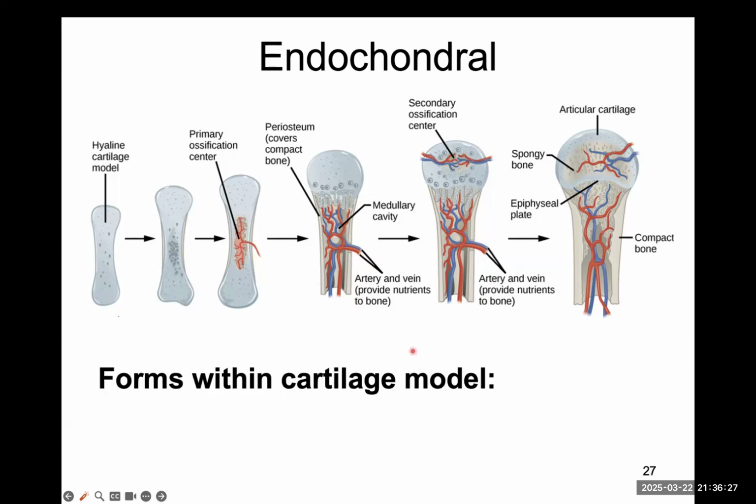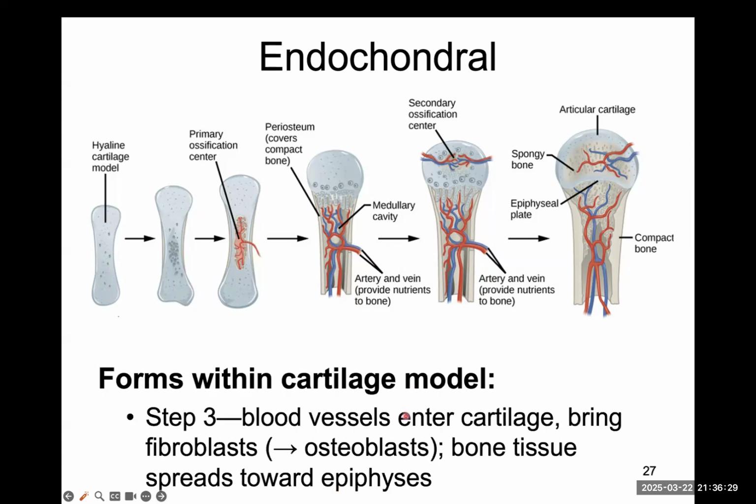We were calling it diaphysis. And blood vessels enter the cartilage. They bring fibroblasts, which turn into osteoblasts, and bone tissue spreads towards the epiphysis. So bone ossification is happening, and if it started right here, then it's going in this direction and in this direction. That's how it's happening.